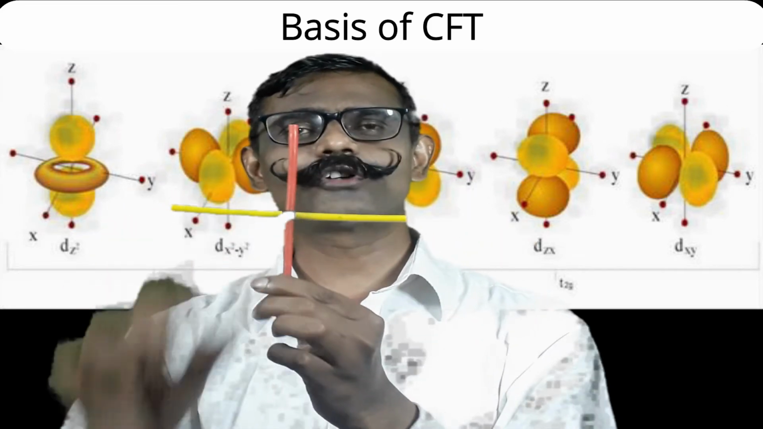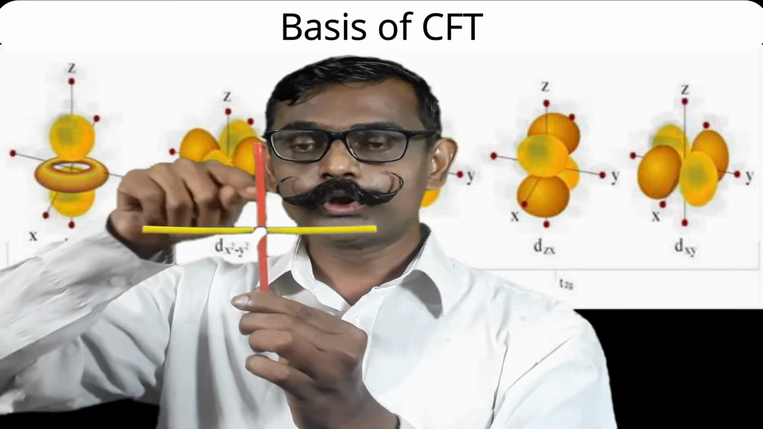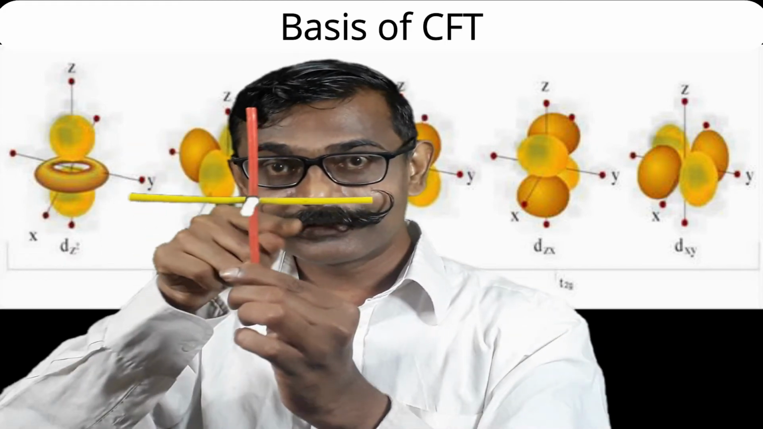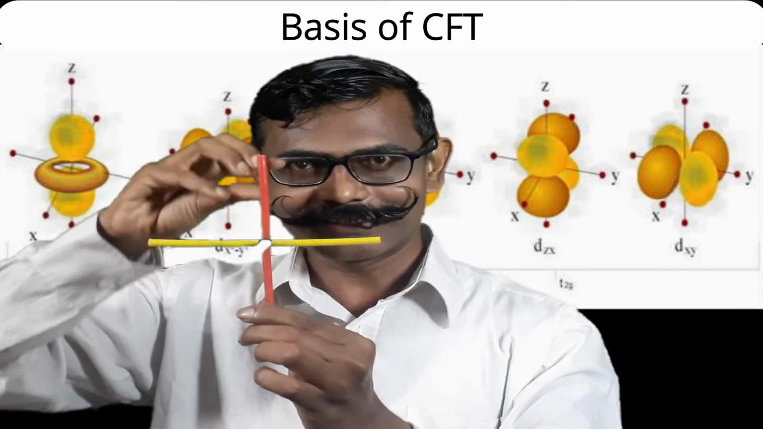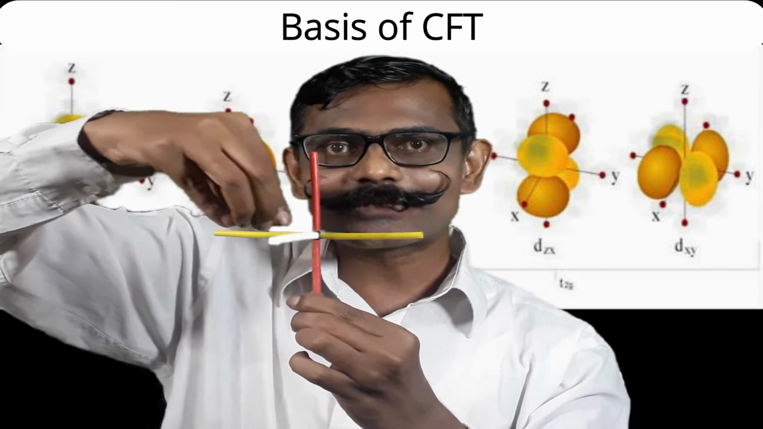Let us understand these orbitals again. The first orbital is the dz square orbital. The lobes are along the z-axis, see here, plus like a donut, the ring structure is there. That ring structure is in this xy plane.